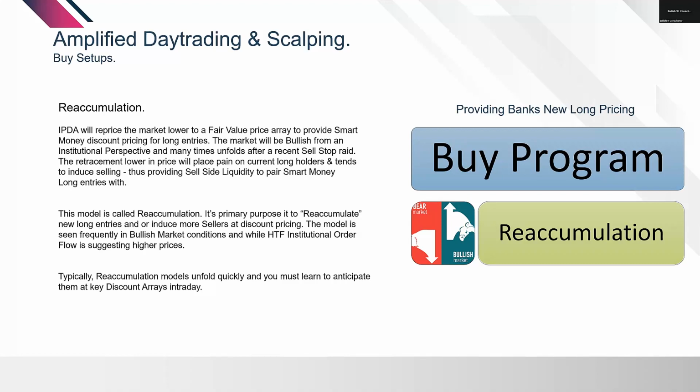So this model is called reaccumulation. Its primary purpose is to reaccumulate new longs and induce more sellers at discount price. Same applies with the offset accumulation. It's also seen in bullish market conditions at a time when higher time frame institutional order flow is suggesting higher prices.